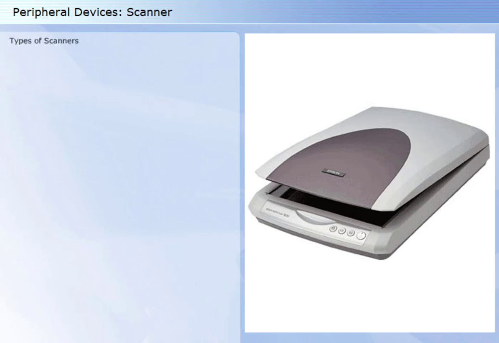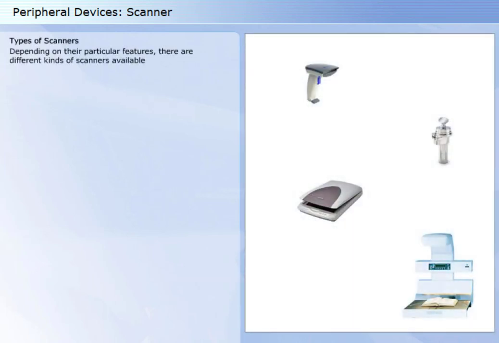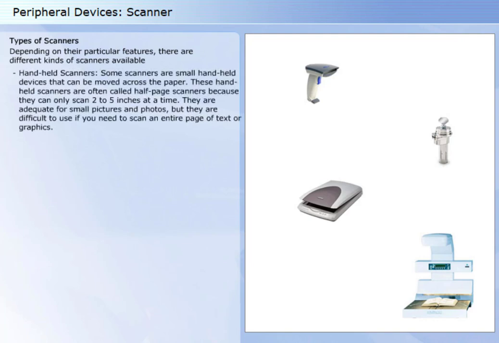Types of scanners. Depending on their particular features, there are different kinds of scanners available. Handheld scanners. Some scanners are small handheld devices that can be moved across the paper. These handheld scanners are often called half-page scanners because they can only scan 2 to 5 inches at a time. They are adequate for small pictures and photos, but they are difficult to use if you need to scan an entire page of text or graphics.